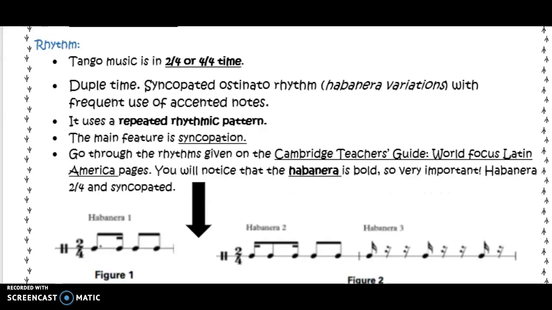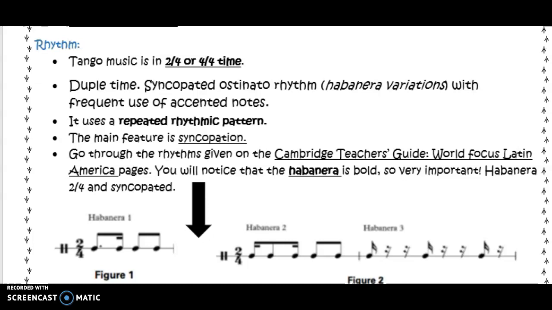Now the rhythm is in 2/4 or 4/4 time, duple time. We have a syncopated ostinato rhythm. So that's the habanera variations. We will clap it out just now, with frequent use of accented notes. It is a repeated rhythmical pattern, and the main feature is syncopation.